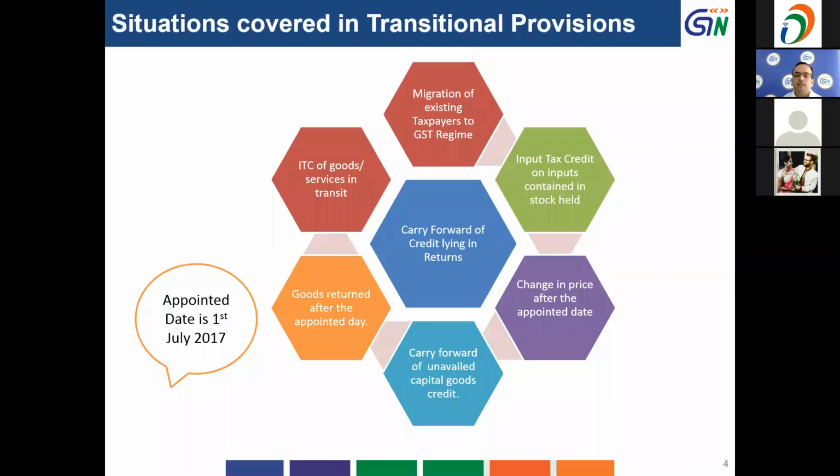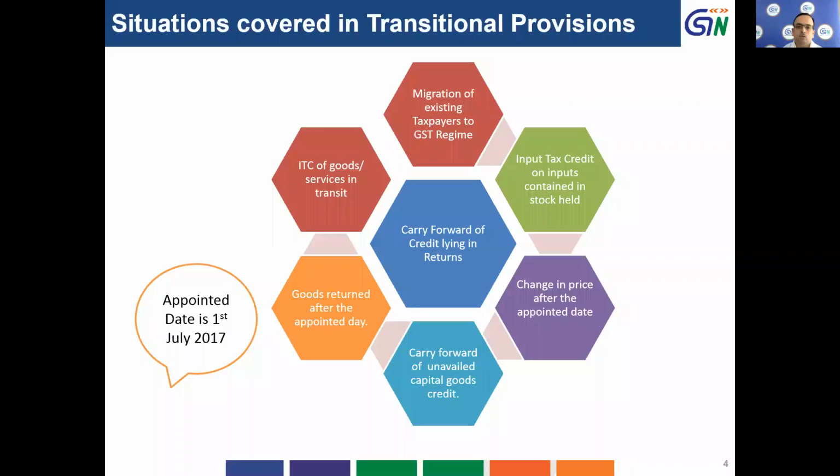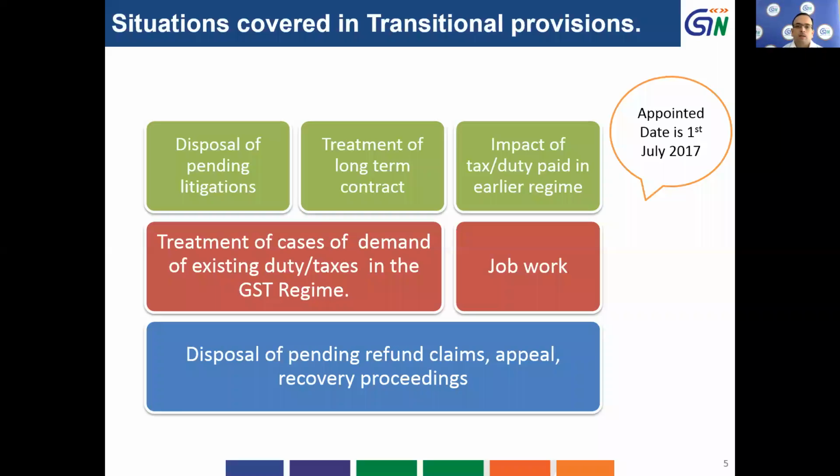As you can see, the basic things covered in the transition provision are that whatever credit is available in the returns is carried forward. Then it has provided in a big way for migration of the existing taxpayer to the new regime. It has also provided for input tax credit on inputs contained in stocks held and other things, as you can see on the slide. So elaborate provisions have been given so that the taxpayer gets all the benefit of the transition. It also covers pending refund claims, pending appeal proceedings, and how to handle job work. All that has been thought of by the government, and elaborate procedures and provisions have been given.